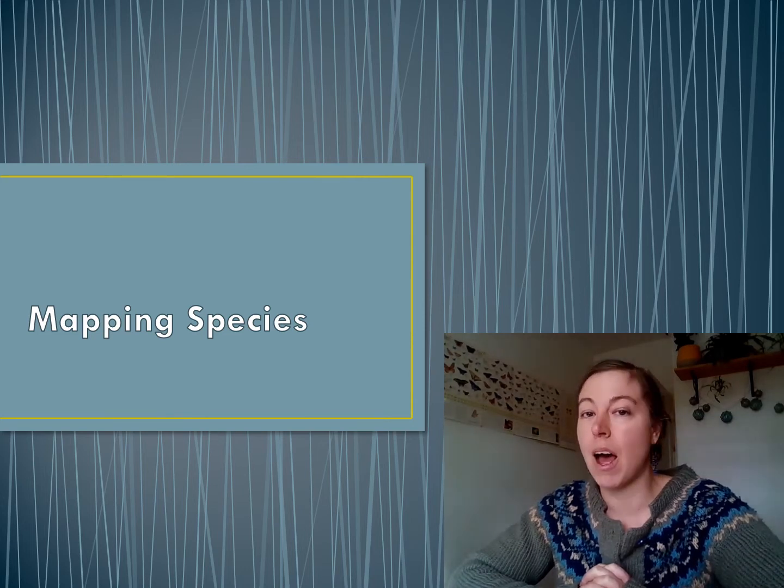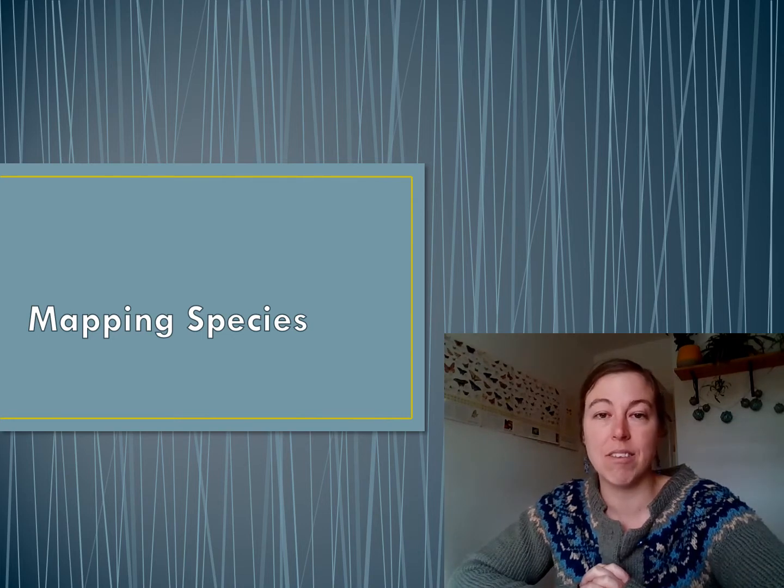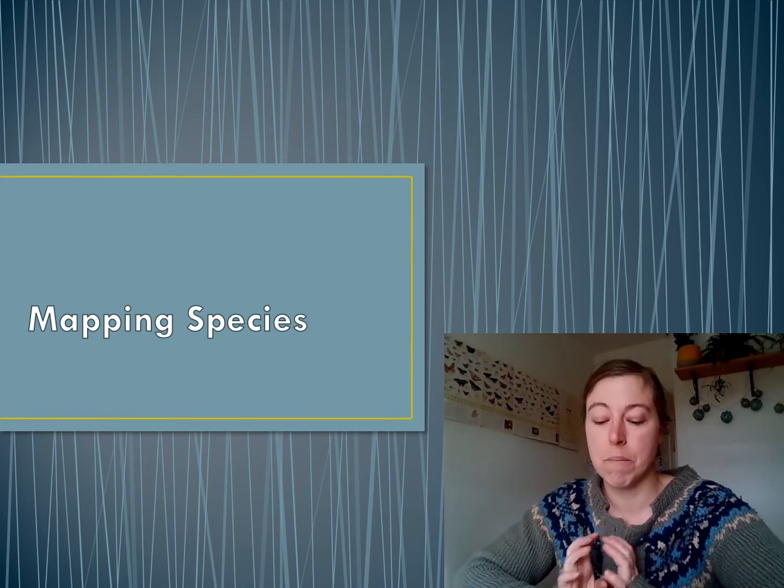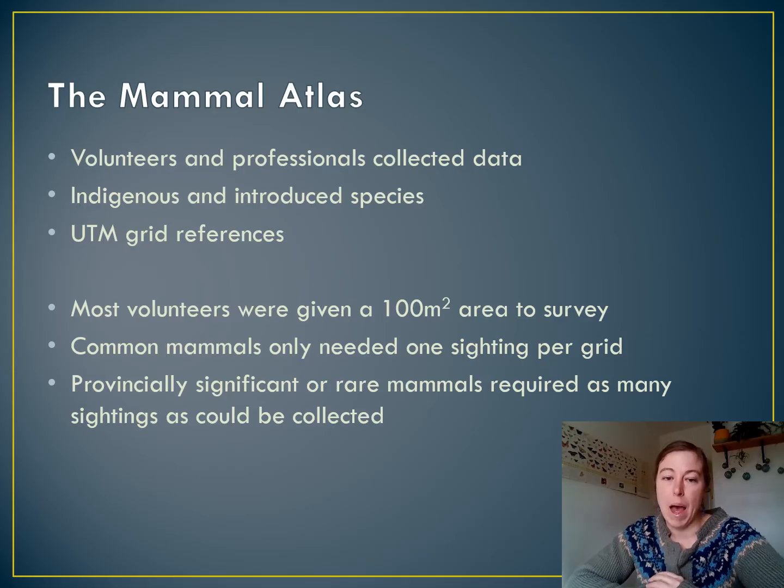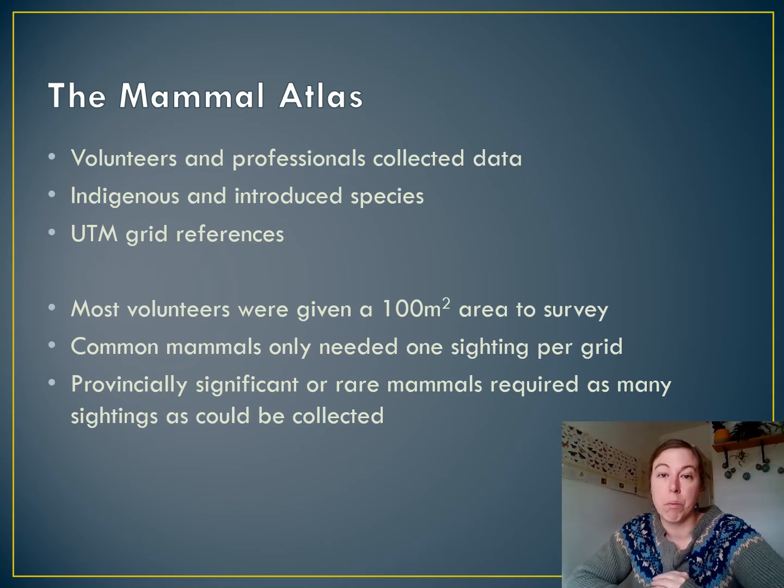So you being able to ID some of these creatures and add to those maps, those atlases, is a really important part about being a scientist. The Mammal Atlas happened in the 90s. It was made up of mostly volunteers, and there were a few professionals, people like Dave Hackett, who was a professional mammal biologist. It was mapping out, primarily looking for indigenous species, but mapped out any introduced species that they found along the way as well.